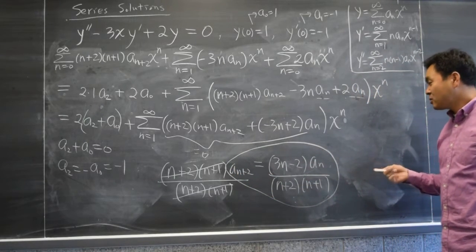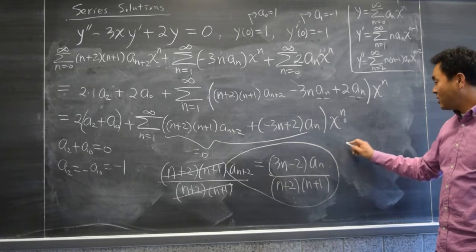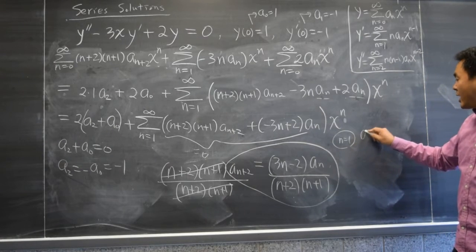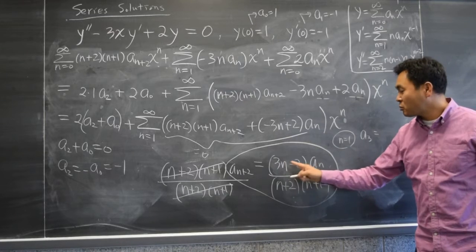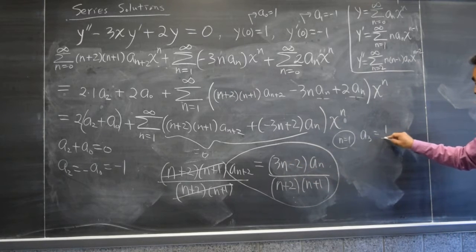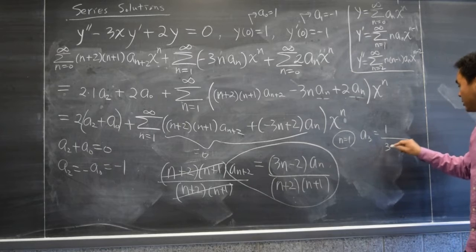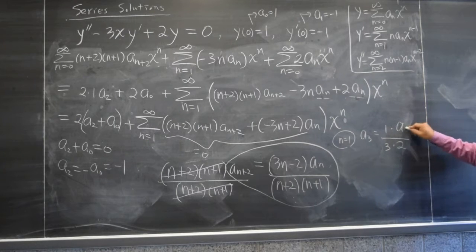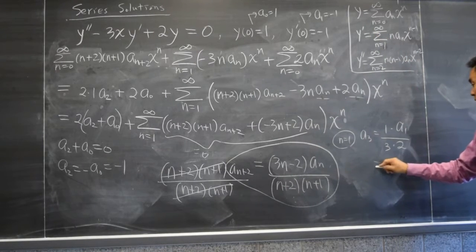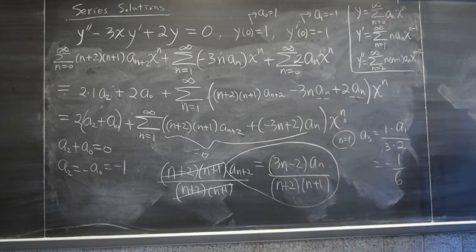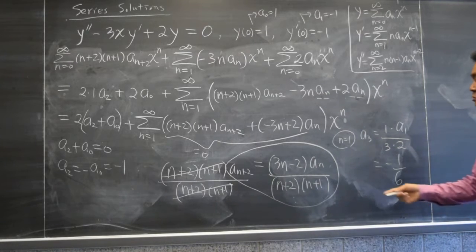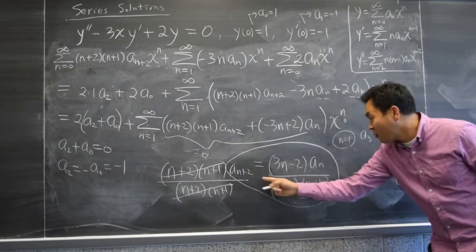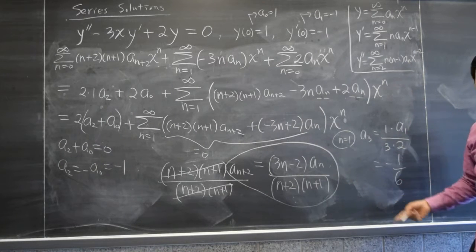Do you see that? So for n equals 1, let's see what this says. If you set n equals 1, you get a3 is 3 times 1 minus 2 is 1, 1 plus 2 is 3, 1 plus 1 is 2, and a1. And what is a1? a1 is negative 1, so you get negative 1/6 for a3. Okay? And then you can plug in n equals 2 and do the same thing. That way you can get a4 as something times a2, which again you will get something, right?